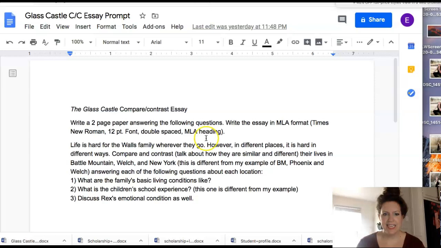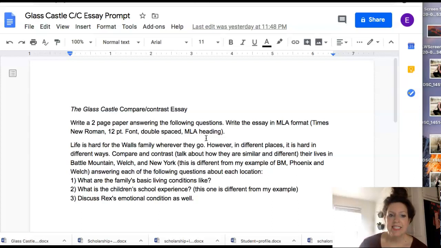Your prompt for this essay is a compare and contrast essay. You're going to write a 2-page paper answering the following questions. You will write your essay in MLA format, that is Times New Roman, 12-point font, double-spaced with an MLA heading.